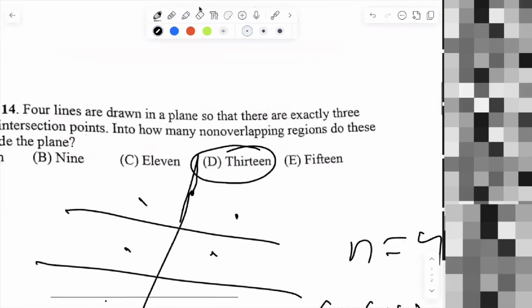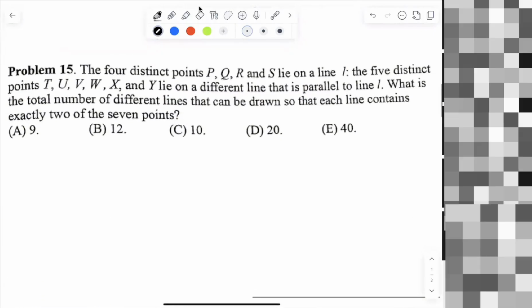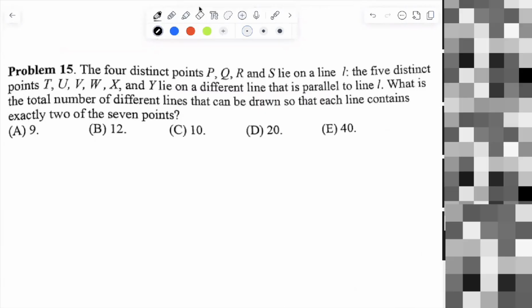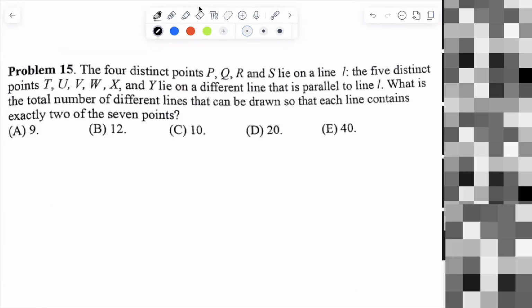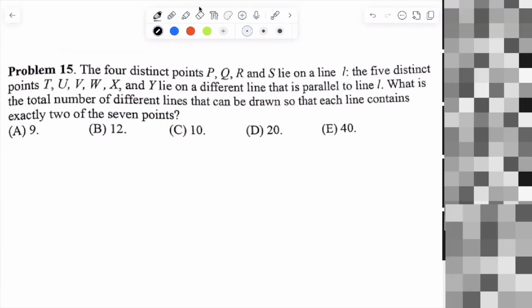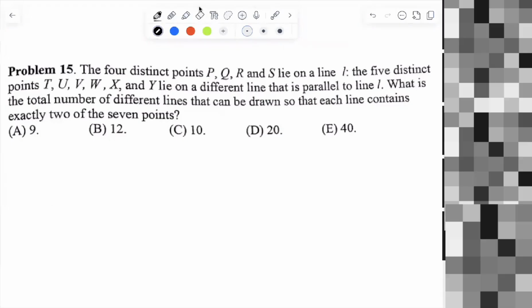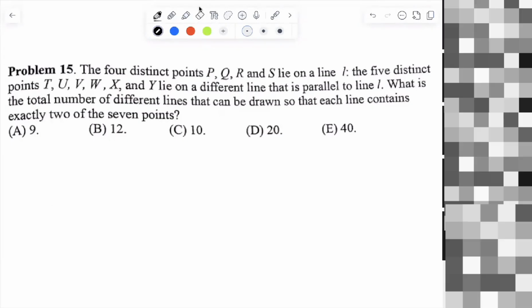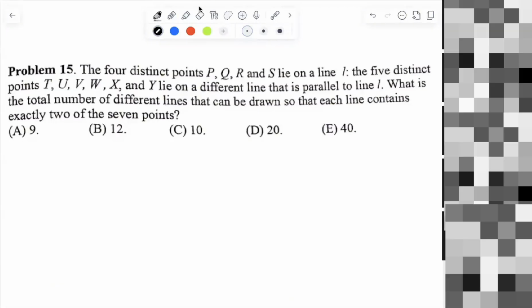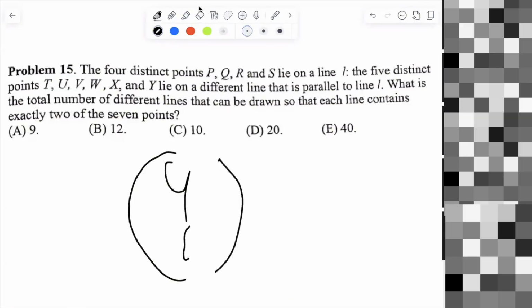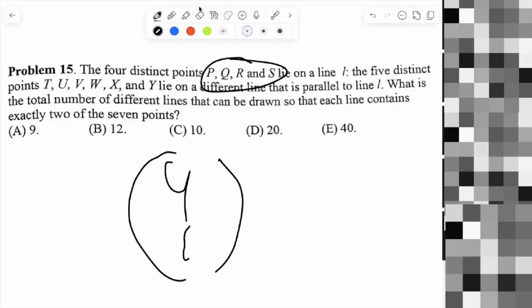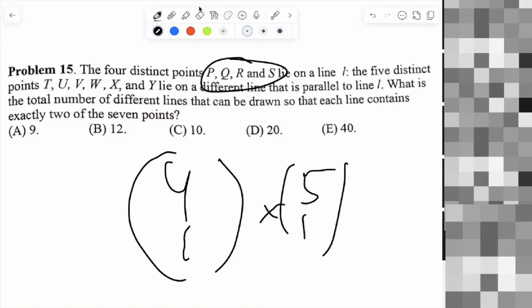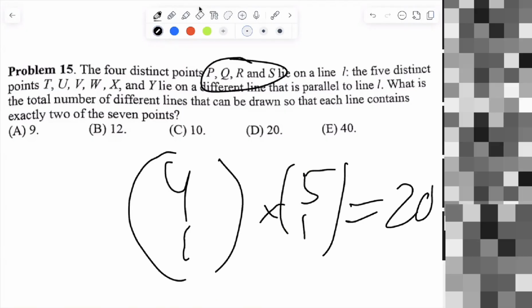Alright, now let's move on to problem 15. The 4 points P, Q, R, S lie on a line L. The 5 distinct points T, U, V, W, X lie on a different line that is parallel to the line L. What is the total number of different lines that can be drawn so that each line contains exactly 2 of the 7 points? Well, there is a total of 20 ways. Why? We just select 1 from the 4 over here, and 1 from the 5. That's just 4 choose 1 times 5 choose 1, which is equal to 20, or D.